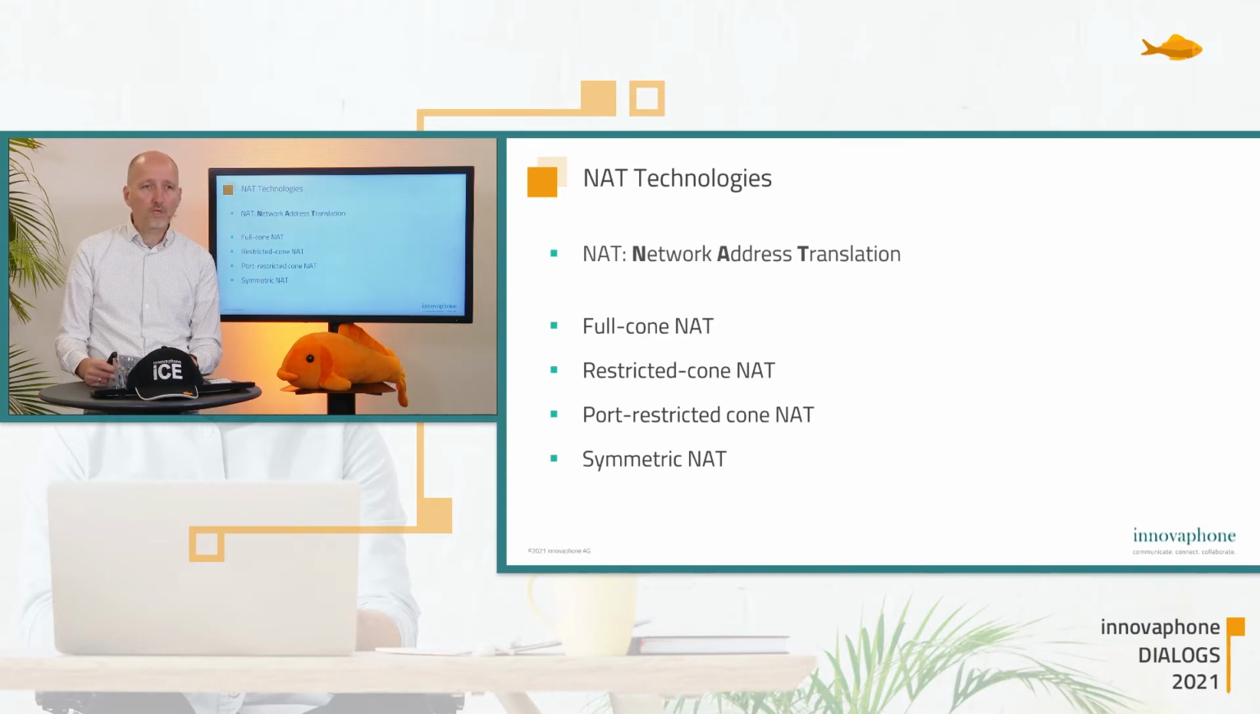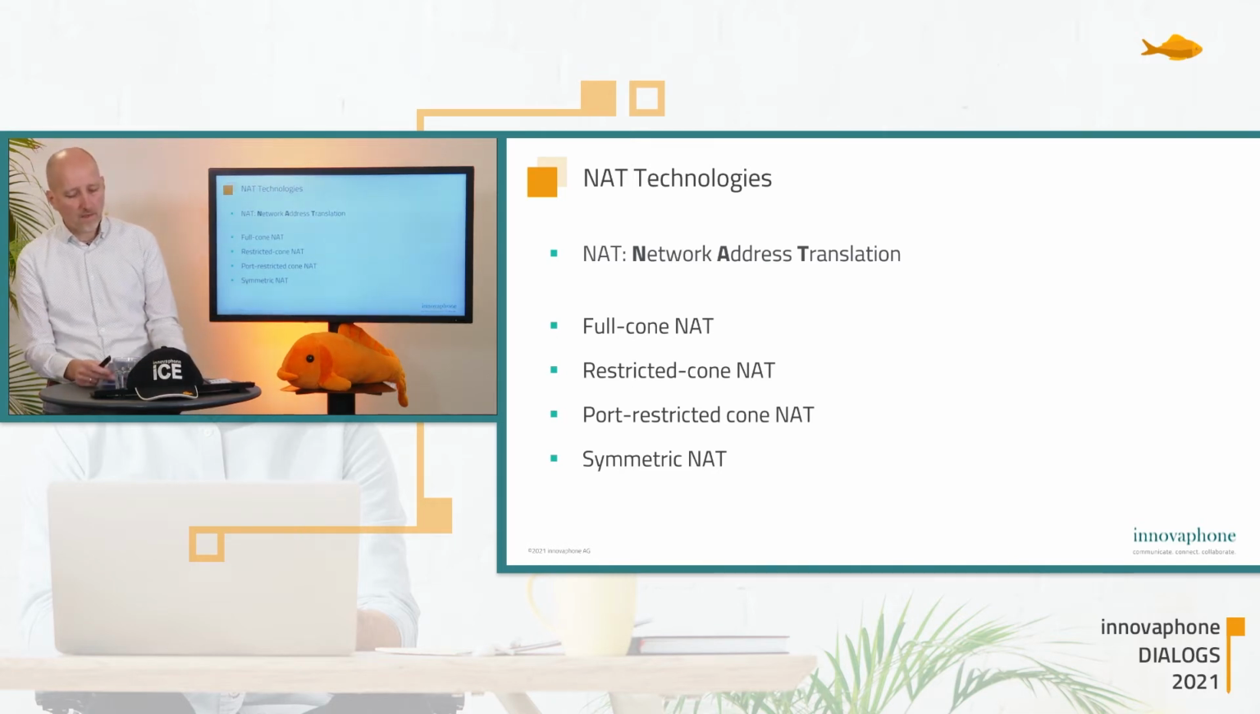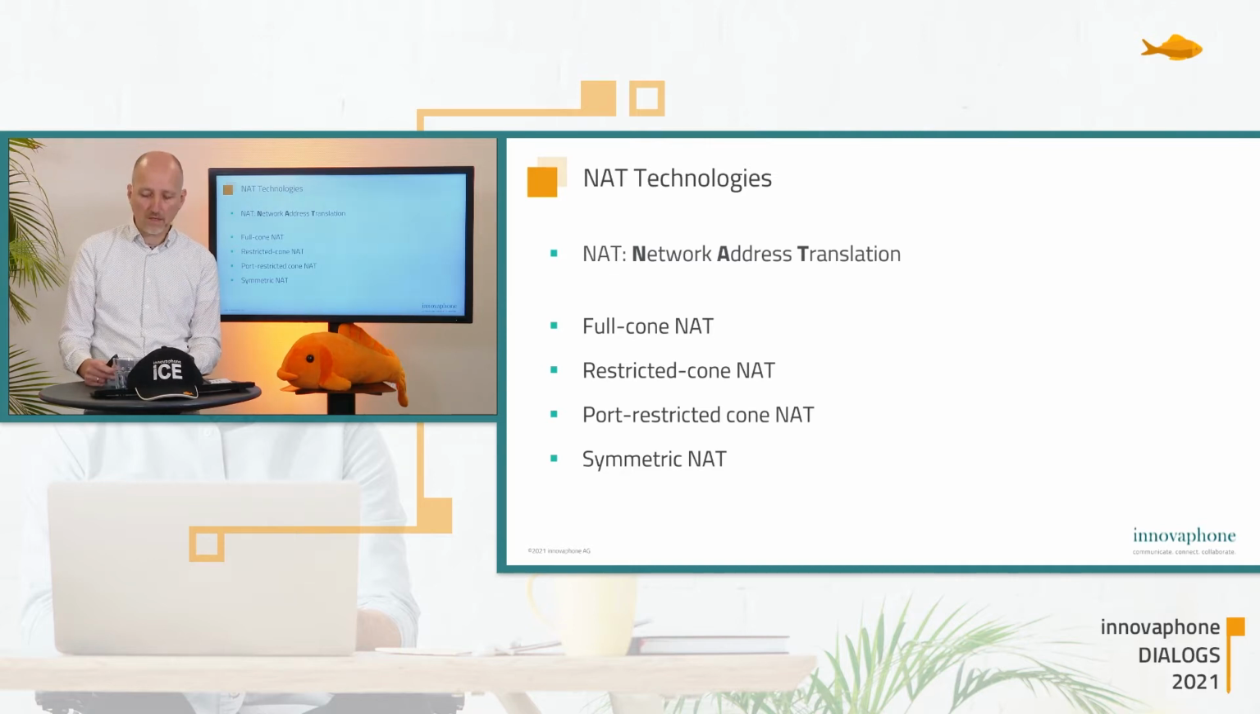Then we have also restricted cone NAT. This is a little bit more restrictive, as the name already says. It opens a NAT mapping, accepts packets only from public IP addresses where previously packets were sent to. Then we have the port restricted cone NAT. It's like the restricted cone NAT, but here for the previously sent packets the port must also match. So IP address and port must match.